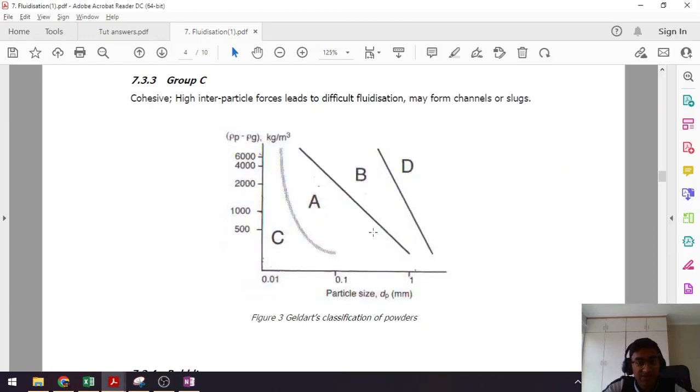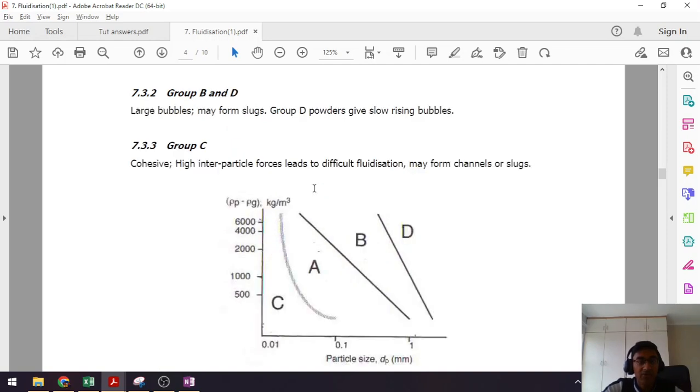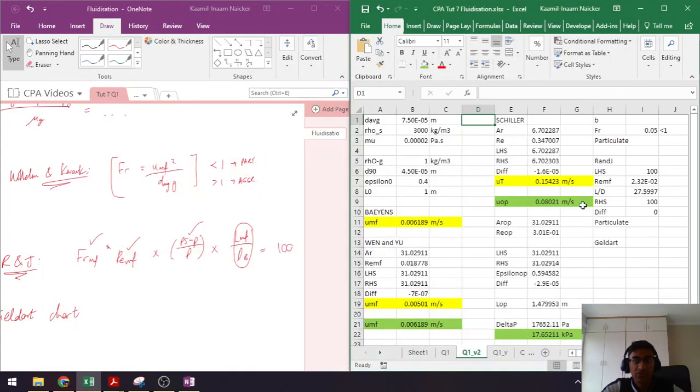Remember it's a log scale, so in this picture I'm probably sitting quite close to the end here, at 0.075. And then my particle density minus my gas density. The particle density was 3,000 and the gas density was 1. 3,000 minus 1 is 2,999. So if I'm sitting at 2,999, I'm probably sitting pretty close to the end of region A, but I'm probably still in region A. And what do we know about region A? Without bubbles. And so even here, according to the Geldart chart, we are in region A. So no bubbles.